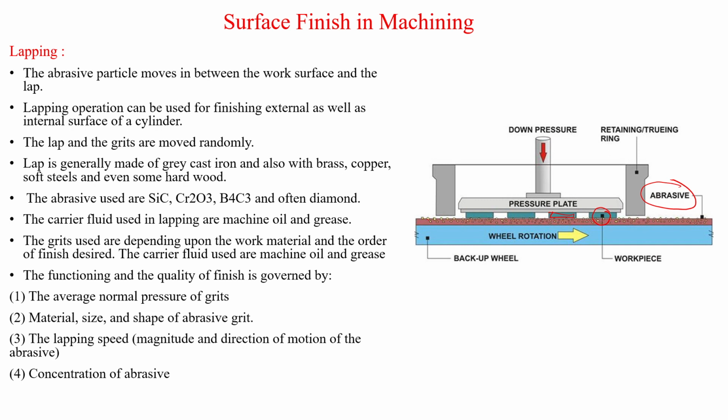One important point is that the lapping operation can be used for finishing external as well as internal surfaces. Please note it. The lapping process can be used for finishing external as well as internal surfaces. For example, you have a cylinder, a hollow cylinder, right? In a hollow cylinder you have the outer dimension and the inner dimension. So both the outer finish and the inner finish are to be maintained, right?